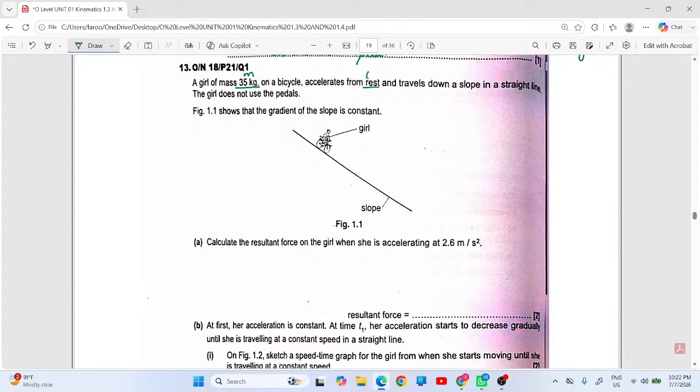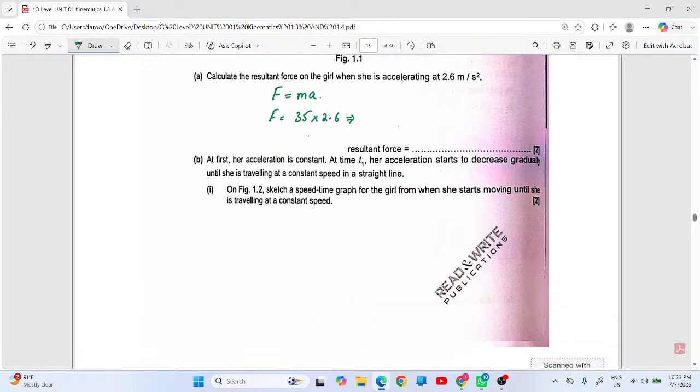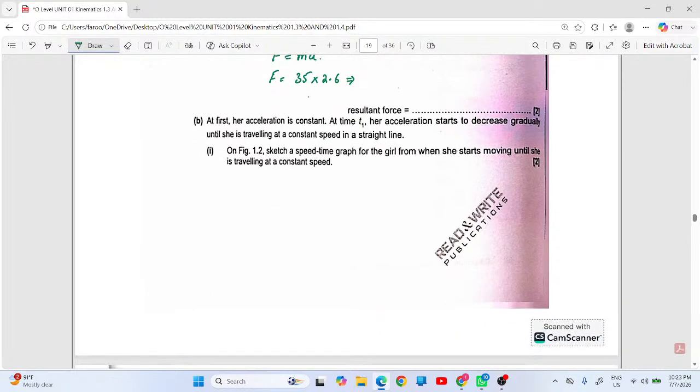From rest means initial speed is zero. So you have to find the resultant force, which is easy. F equals m a, where m is the mass 35 and acceleration is 2.6. Check what answer you get. So again 91. 91 newton is the answer.